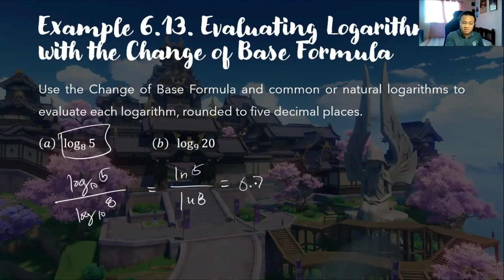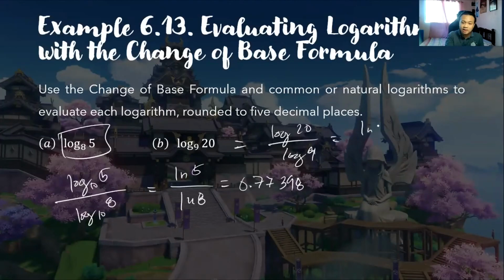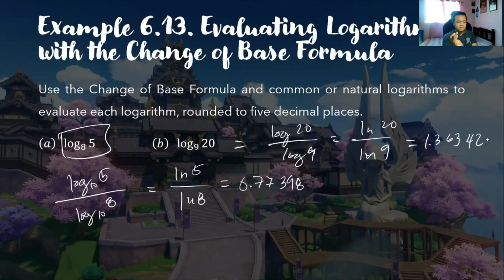Okay, so 0.77398. This is applicable if you don't have a powerful calculator, but calculators are powerful nowadays, so I doubt there is one without this function. Instead, you can use log 20 over log 9, or ln 20 over ln 9, right? Actually, the same answer, which is 1.36342. So that's very simple for you, no?